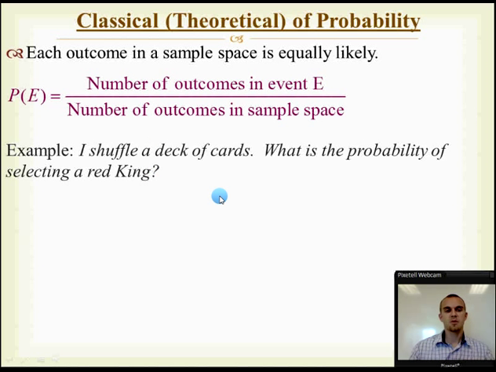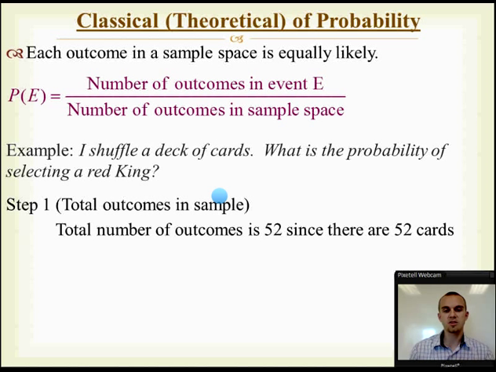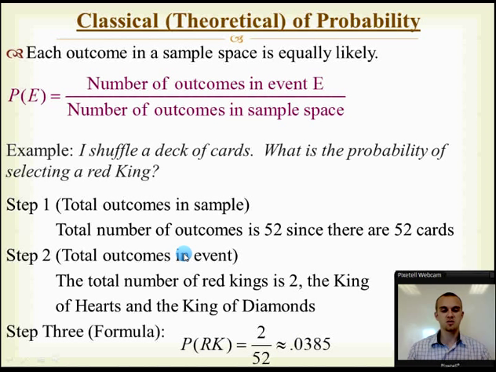So let's look at this problem. If I shuffle a deck of cards, what is the probability of selecting a red king? So the first thing I want to do is say, what's the total number of outcomes I can have here? Well, I have 52 cards in a deck, so I have 52 outcomes. The next thing I want to know is, how many red kings are there? Because that's how many of these events occur. Well, in a deck I have 2 red kings. They're the King of Hearts and the King of Diamonds. So if I want to know the probability of getting a red king, it's going to be my number of outcomes of the event over my number of outcomes in the sample. So that's 2 over 52, or approximately 0.0385.